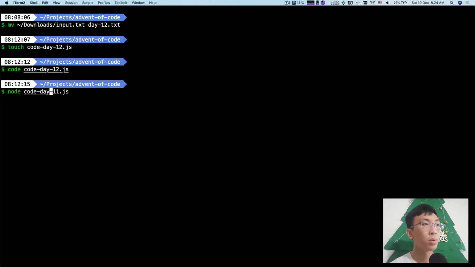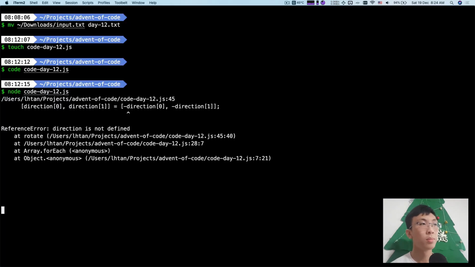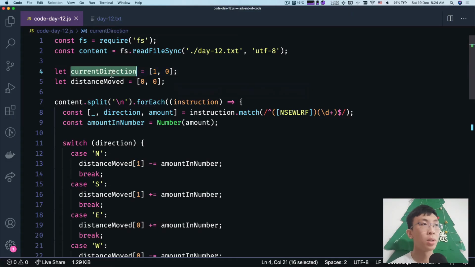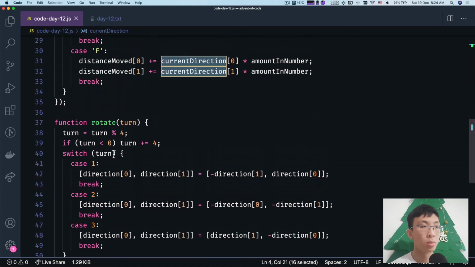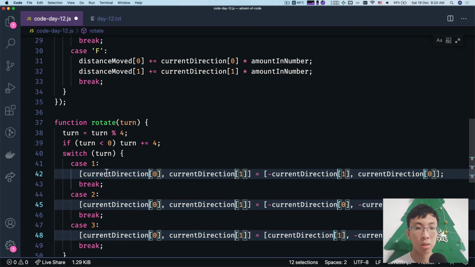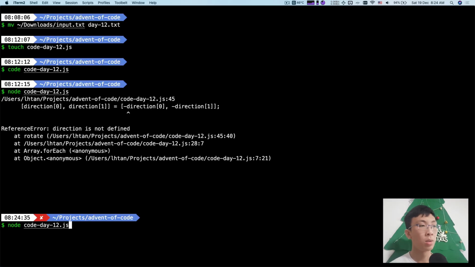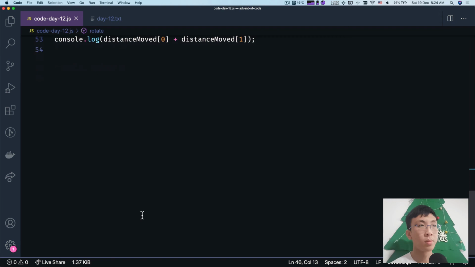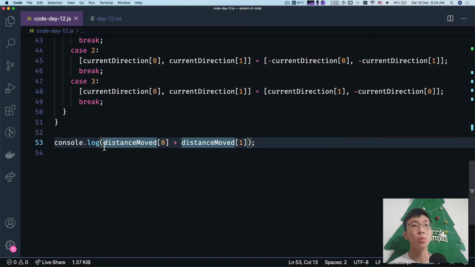Node code day 12. Direction. It's called current direction. Oh no. Okay, so I'm gonna replace this quickly. And I'm gonna go. Wait, this is not good. Okay. So probably we either move north, south, east, west, right?